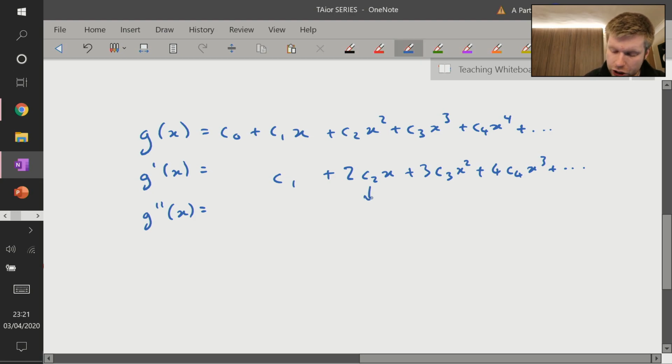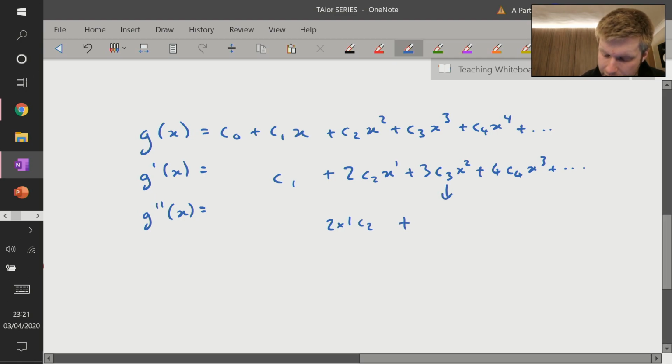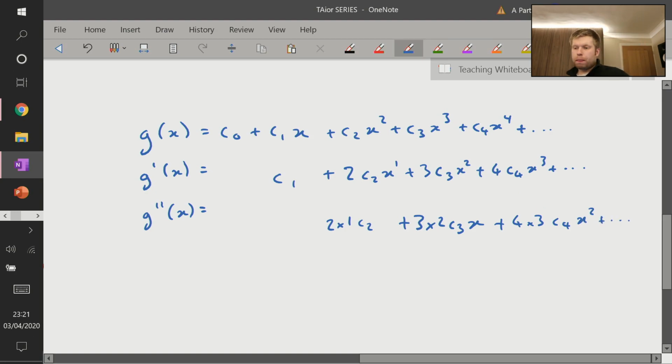If I differentiate this thing, now I'm going to write it slightly weirdly because remember that power up there is just 1, and you'll see why I'm writing it weirdly in just a second. So I'm going to bring the power down, so it's going to become 2 times 1 times c2, times x to the power of 0, so it's going to be 2 times 1 times c2. And if I consider the next term along, the power gets brought down, so it becomes 3 times 2 times c3 times x, and then the next one becomes plus 4 times 3 times c4 times x squared, and so on and so on.